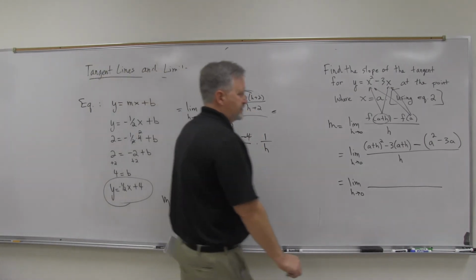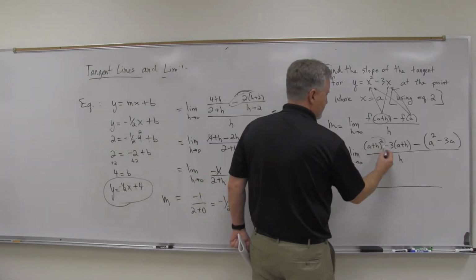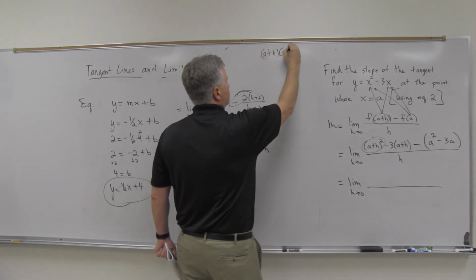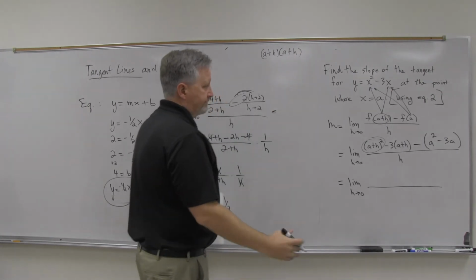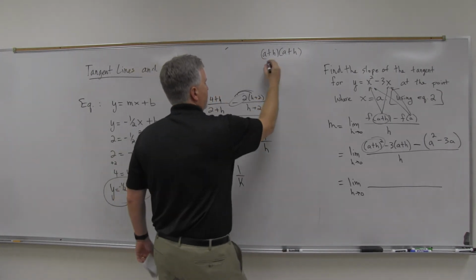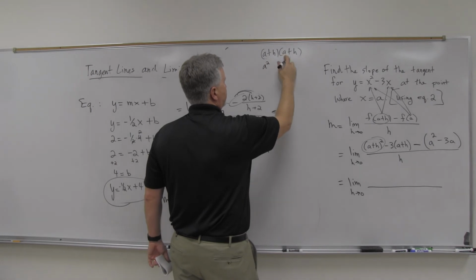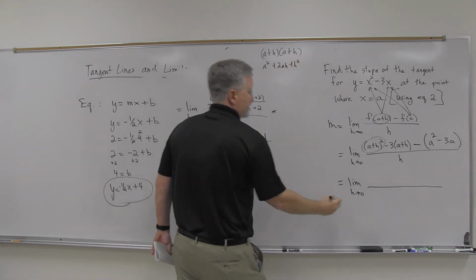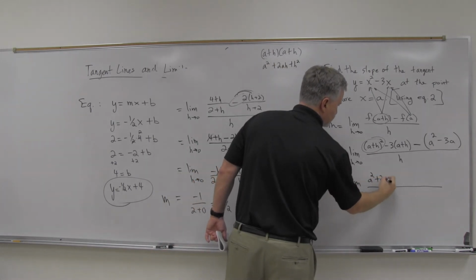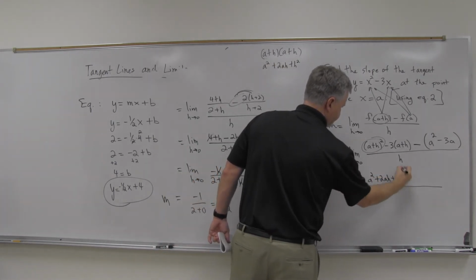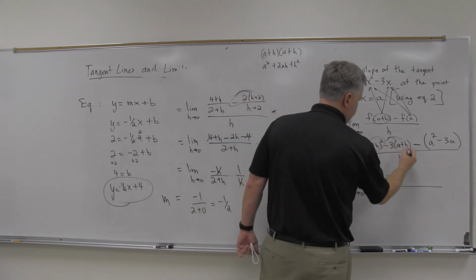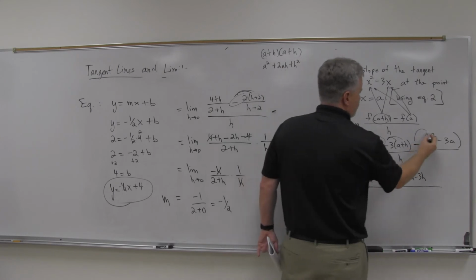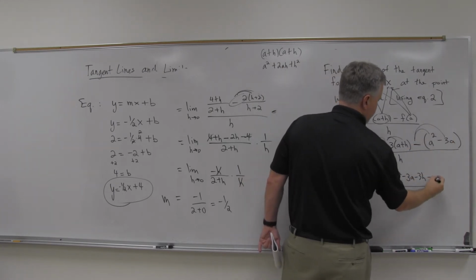The way we go about this one, I'd probably just go ahead and square a plus h out. A plus h times a plus h, so you've got a squared, and you've got ah, another ah, so you've got 2ah, and then you've got h squared. So that's a squared plus 2ah plus h squared. Distribute your minus 3 there, so minus 3a minus 3h. And then we've got minus a squared plus 3a.